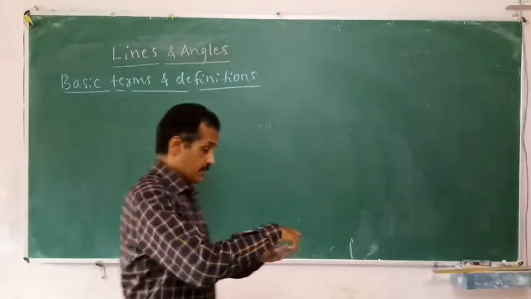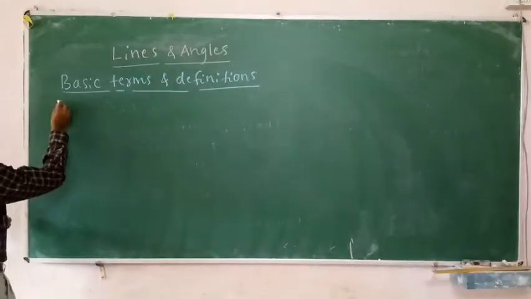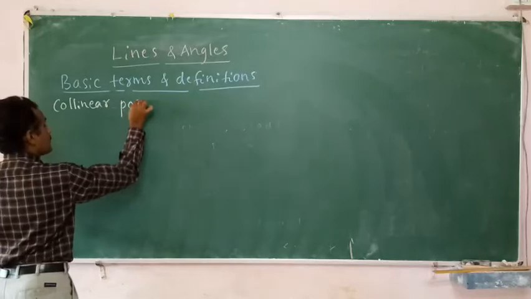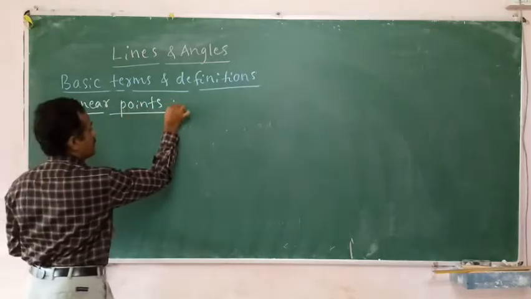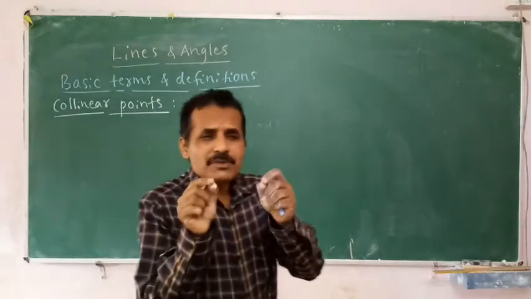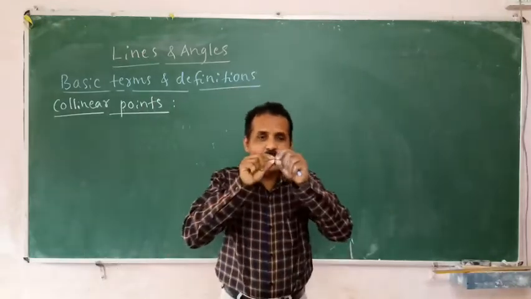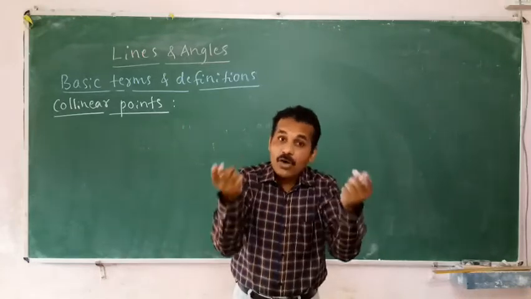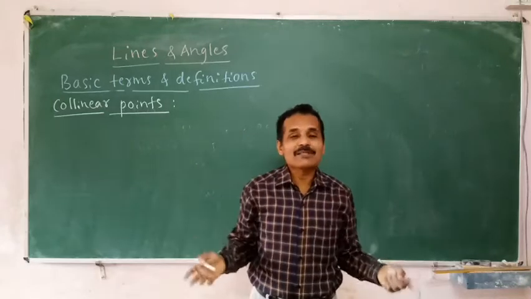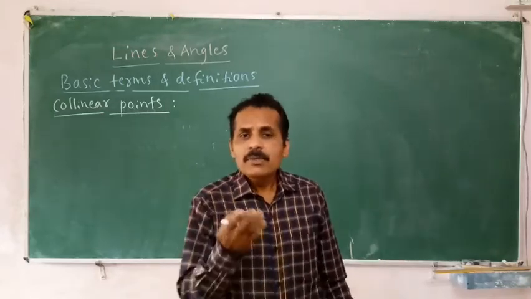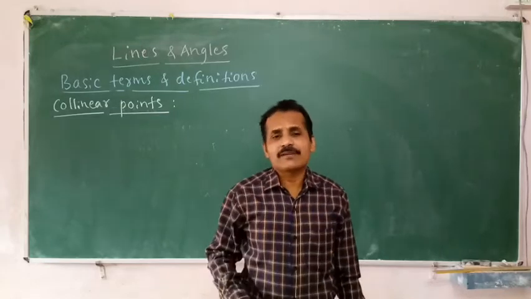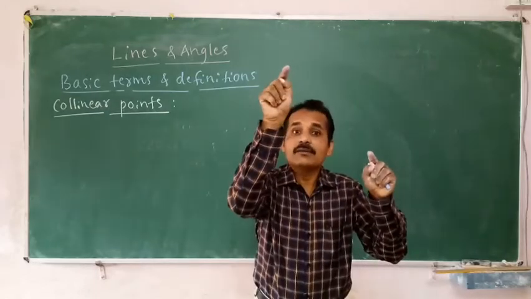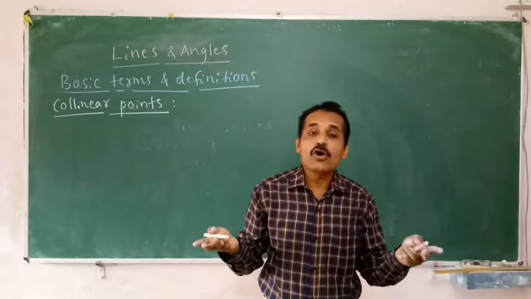A few more definitions. Let me start with collinear points. What are collinear points? If three or more points are lying on the same straight line, there are plenty of points on it. If all those points are lying on the same straight line, we call them collinear points. But if the points are not lying on the same straight line, for example, to form a triangle, one point here, one point there, then they are non-collinear points.